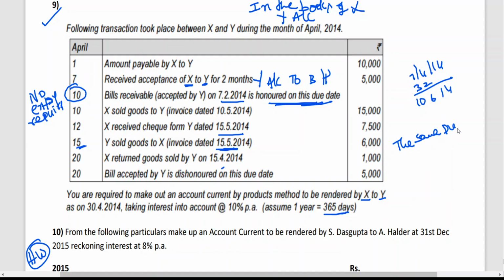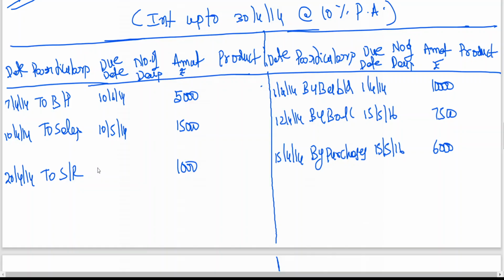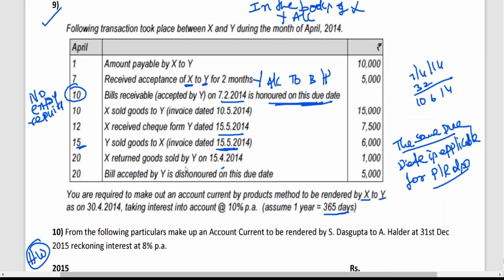Same due date is applicable for purchase returns also. Whatever the due date which is applicable for purchases, the same date is applicable for purchase returns also. So it is 15th May 14. Last transaction. Bills accepted by Y is dishonored on this due date. Bills accepted by Y means we have drawn a bill on B.